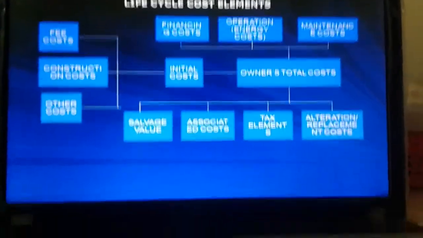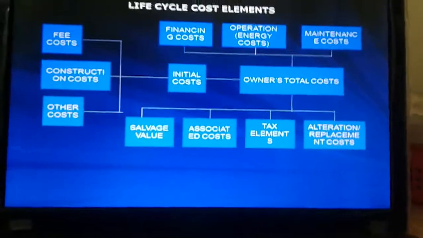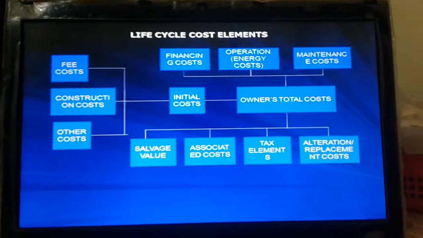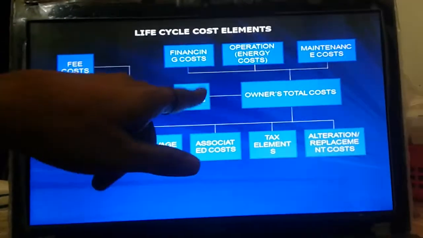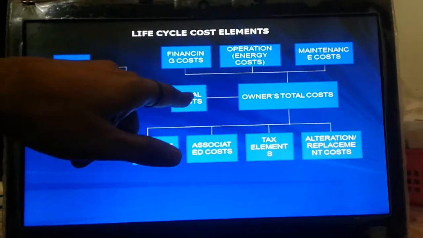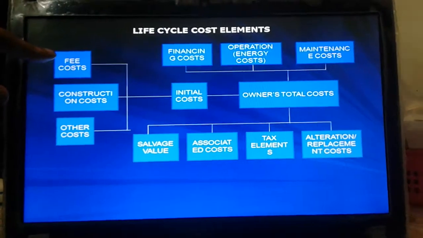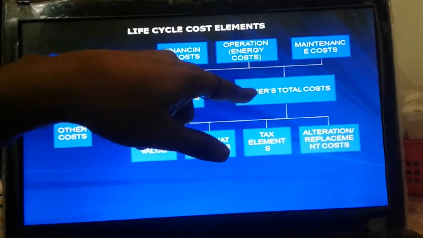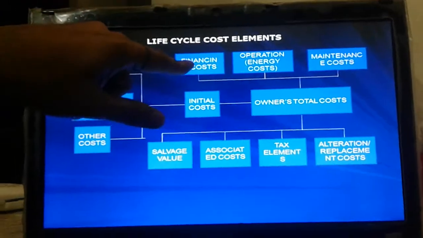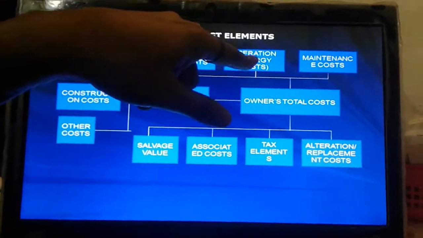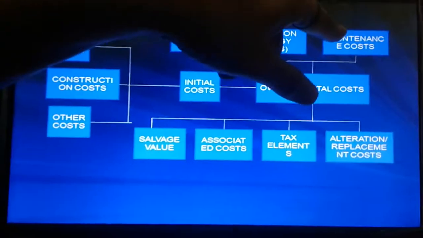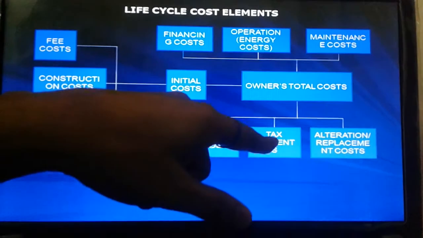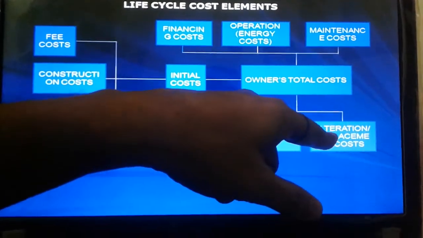So this process flow chart helps us to understand what the different components of life cycle cost elements are. Initially we have the initial costs. What are the initial costs? These are the fee costs, construction costs, and other costs. What are the owner's total costs? It comprises the financing costs, operation and energy costs, maintenance costs, salvage value, associated costs, tax elements, alteration and replacement costs.